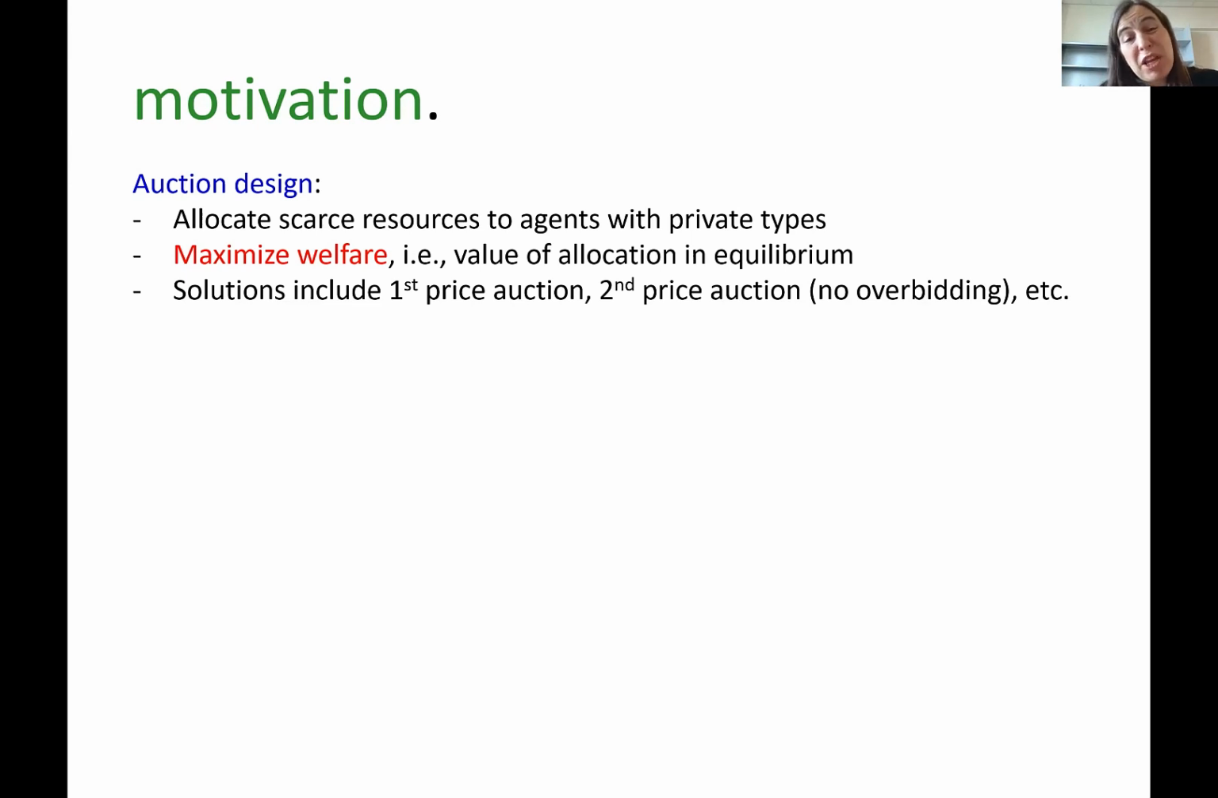You could also run a second price auction where you solicit the bids and you allocate to the highest bidder at the second highest price. Now, there is an equilibrium in which agents bid truthfully. And so for that equilibrium, the welfare is again efficient, or maximized.